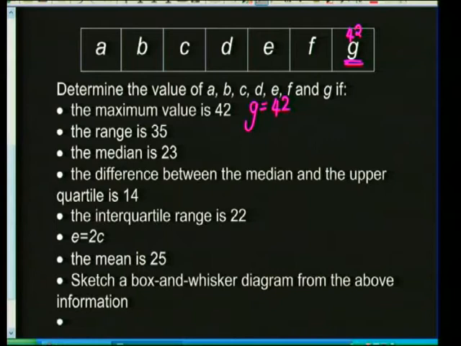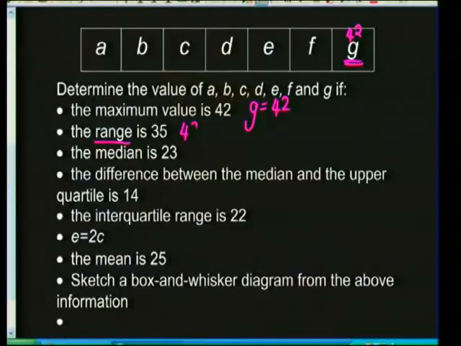Okay. The next thing they've said is that the range is 35. Now, what's important about this is that we need to remember what is being applied when we talk about range, okay? Your range in a set of data is your highest value minus the lowest value, okay? So therefore, if my highest value is 42, and my lowest value is obviously the very first number here, which is A, that's giving me a range of 35. Okay, so that's just a normal equation we can solve for.